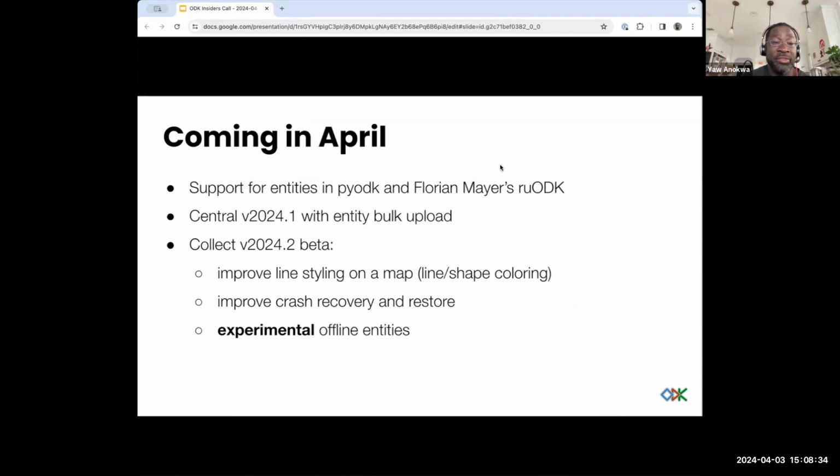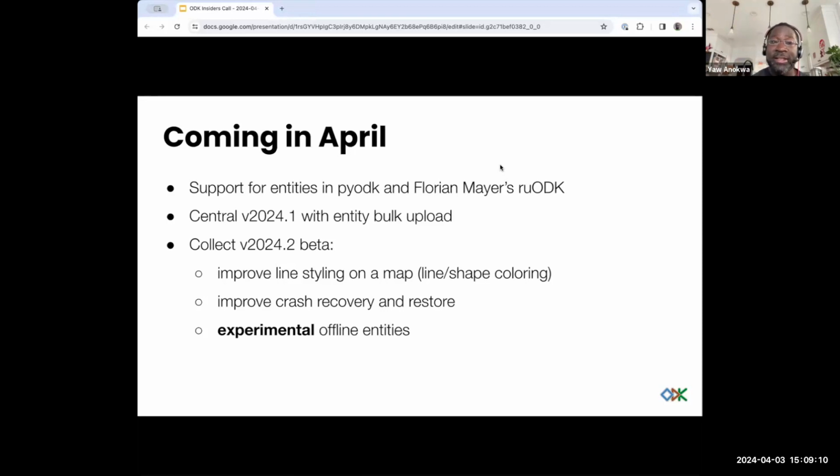In Central, the coming release of Central will have entity bulk upload. So what does this mean? It means that you don't have to create entities via a form submission. You can have a CSV or Excel file with entities. Each row is an entity, each column is a property of that entity. You can upload it into Central. Central will process it and let you load that into the entities data set. Entity list is what we call it now. So that's coming in Central. I believe you can also do that via API.